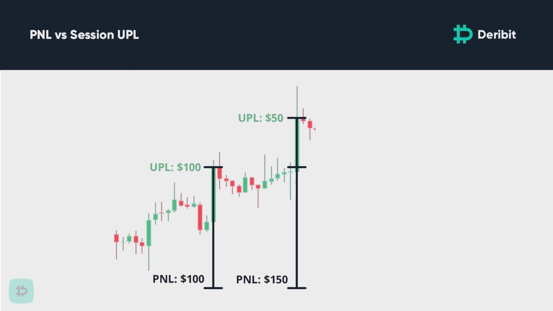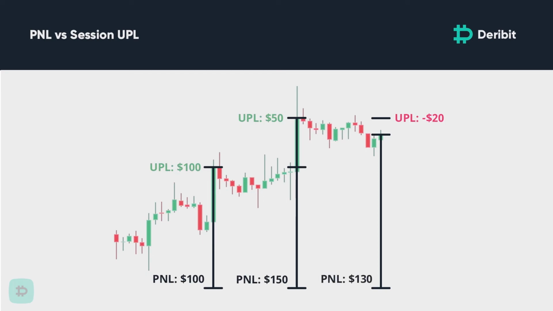On day 3, the rally starts to run out of steam and the price retraces. A small move in the opposite direction and moves down $20. At this point, the session UPL will be negative $20 or a $20 loss. The total P&L though will show the sum of all 3 days, i.e. $100 on the first day, plus $50 on the second day, minus $20 on the third day, the sum of which is $130.